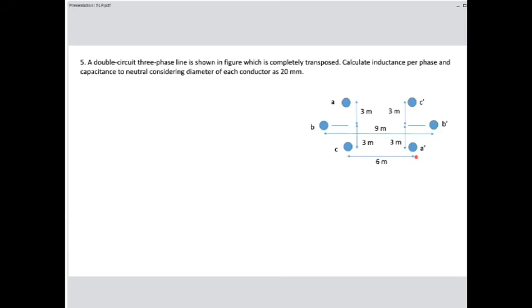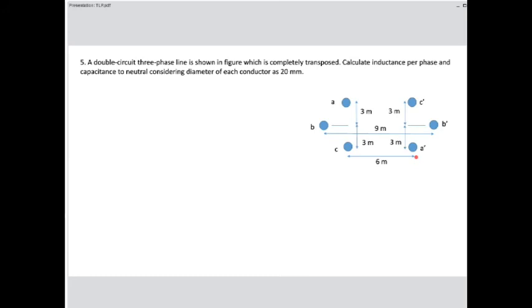Between C and A prime it's 6 meters at the bottom, which will be the same up there, B prime and A. And also the distance between center to center, between B and B prime, is 9 meters. And the vertical distance between A and B is 3 meters, and between B and C 3 meters. It will be the same on the other side, C prime, A prime, B prime, also 3 meters. All the distances are shown there.